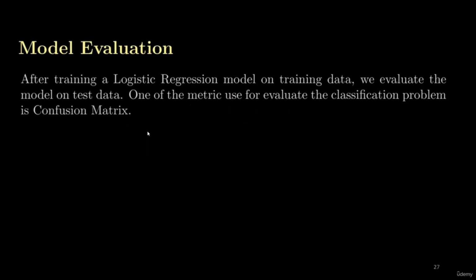Basically, we make a confusion matrix from the testing samples of the data. That is, we split the data into training and testing, then we train our logistic regression model on the training component of the data, and then we evaluate the model on the test data. Using the test data, we create a confusion matrix, and then we evaluate the performance of the logistic regression classifier based on the confusion matrix. So how do we construct a confusion matrix?